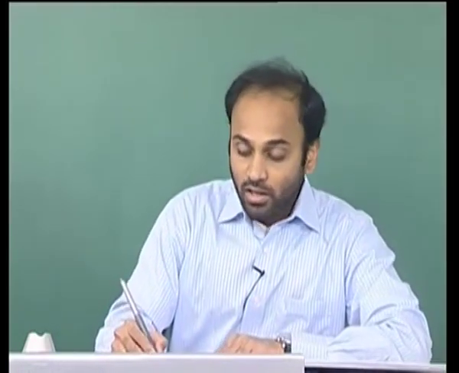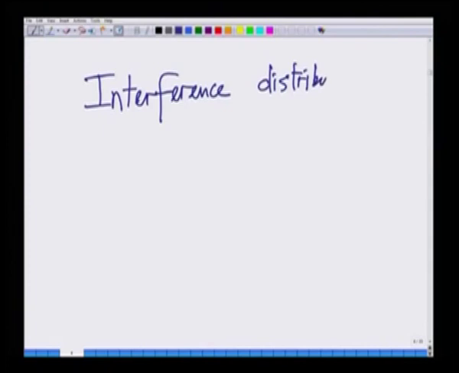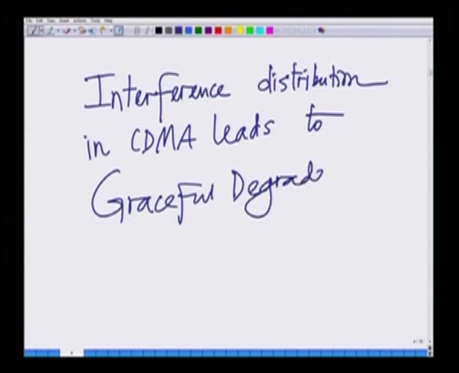Alright, so this is the important property of CDMA. This interference distribution in CDMA leads to graceful degradation, and this is a very important property of the CDMA system.